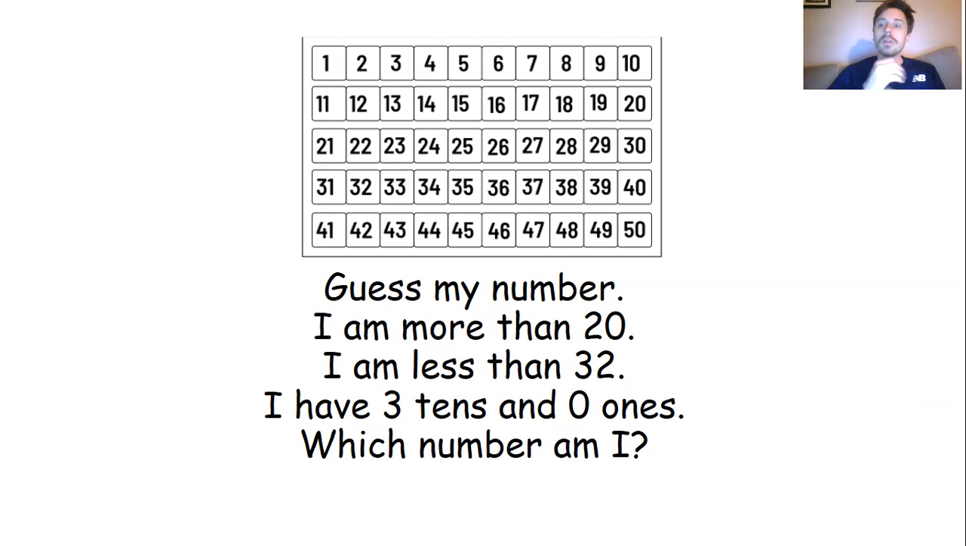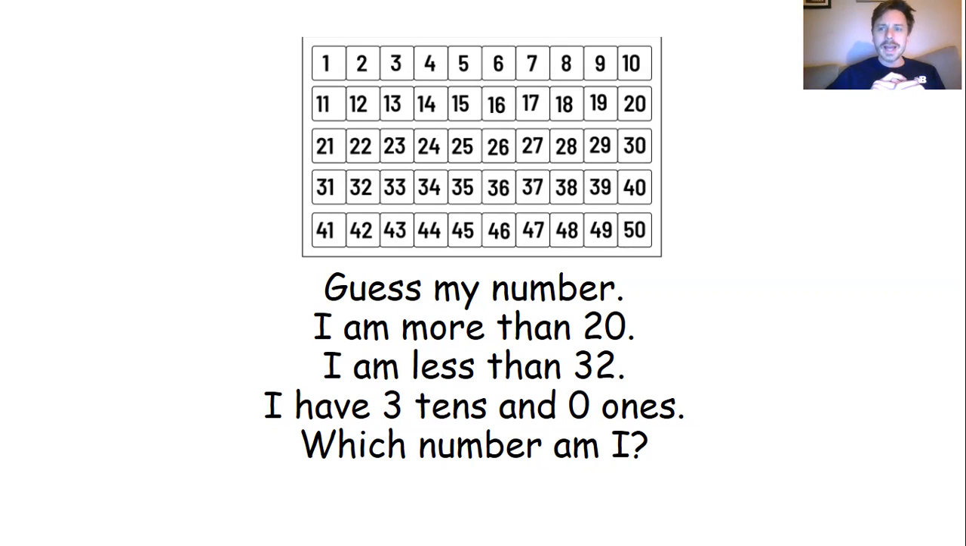I am more than 20. Have a look on your 1 to 50 grid. Think about which numbers are greater than 20. Remember, those crocodiles always eat the biggest number. It's a number that's going to be bigger than 20. So looking down on that end of the number grid, I am less than 32. Find 32 in your number grid. Put your finger on it. It's less than 32, more than 20. So you should have a bit of an idea of where you're looking.